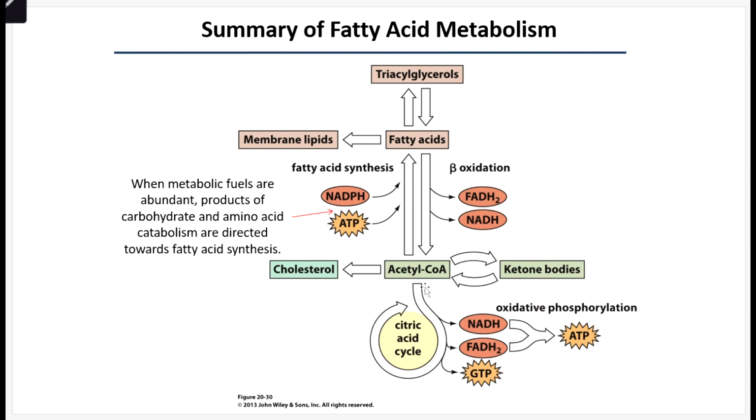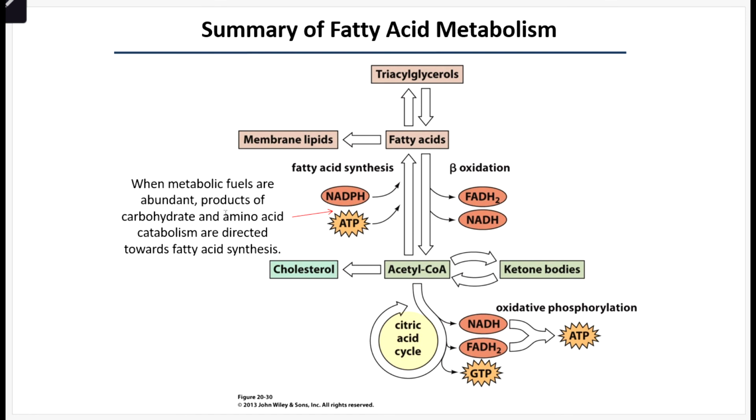If acetyl-CoA is building up because the citric acid cycle has slowed down, acetyl-CoA can be transformed into ketone bodies, which can then be exported and used by some organs as a source of energy when the citric acid cycle is slowed down. So if this is happening, if citric acid cycle is slow, that means we're in a starvation state. And so acetyl-CoA is turned into ketone bodies, which can be used as a source of energy during starvation. Acetyl-CoA can also be used to build cholesterol.